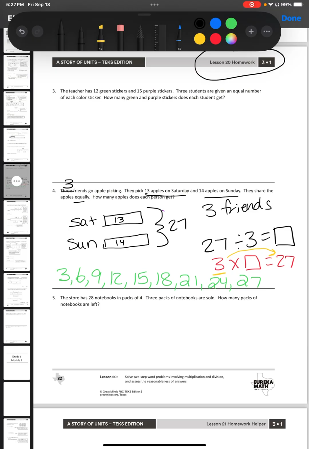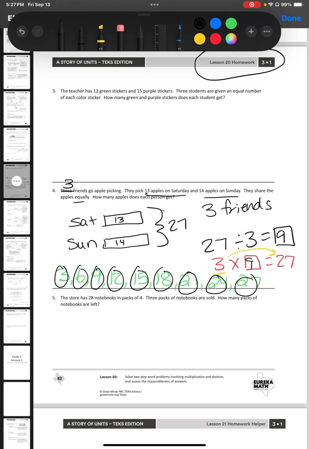How many threes did it take us to get to 27? 1, 2, 3, 4, 5, 6, 7, 8, 9. 3 times 9 is 27. Therefore, 27 divided by 3 is 9. Each person got 9 apples.